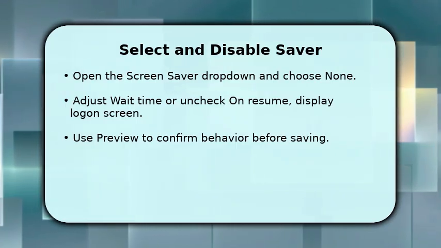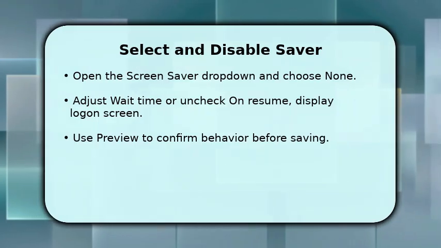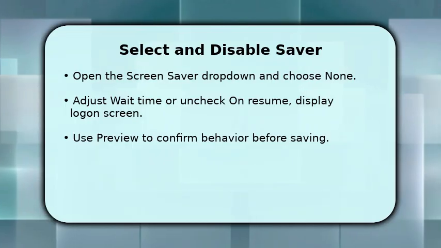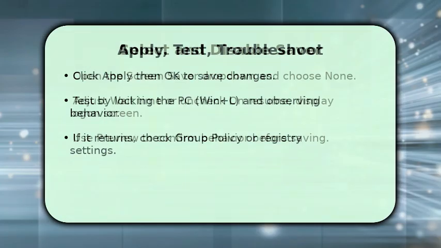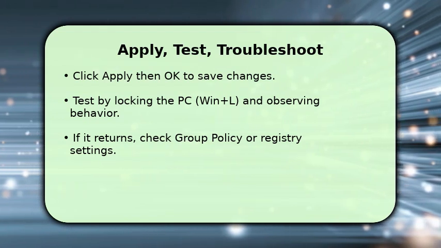Use the Preview button to confirm what will happen, because a quick test saves time. Once satisfied, move on to Apply and finalize the change. Finish by clicking Apply and then OK so Windows commits your choice. Don't skip Apply or the setting may not stick.